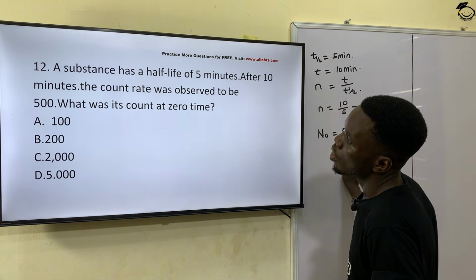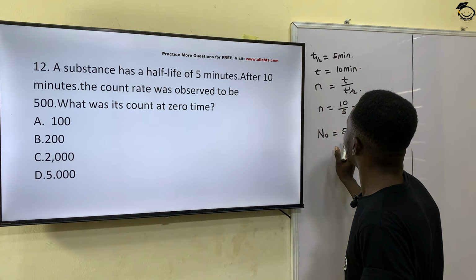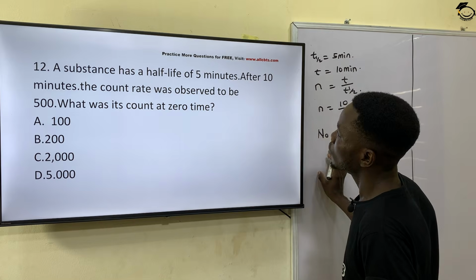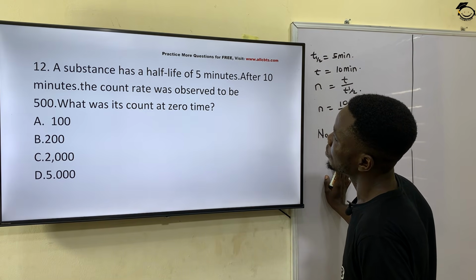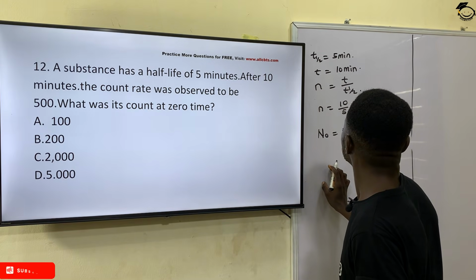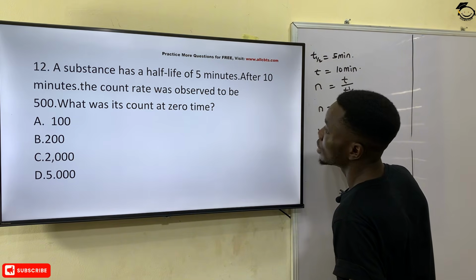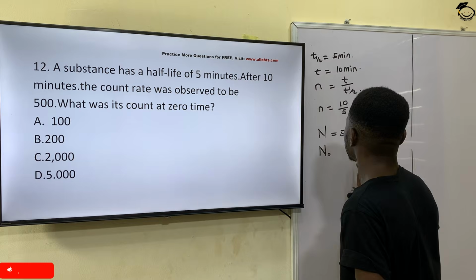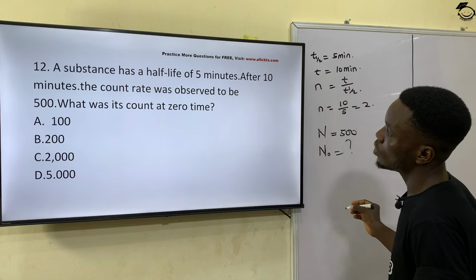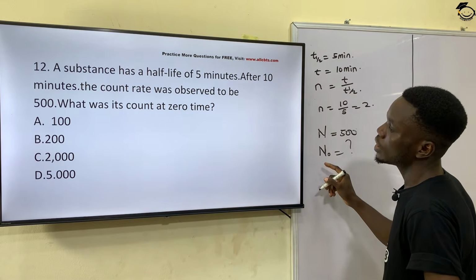Then they're asking us, what was its count rate at 0 time? So we're looking for the count rate at 0 time. They gave us the count rate here as 500, and they're asking us to find the count rate at 0 time. We do not know it, so our N naught is unknown. In the question, what we have to find is the count rate at 0 time.